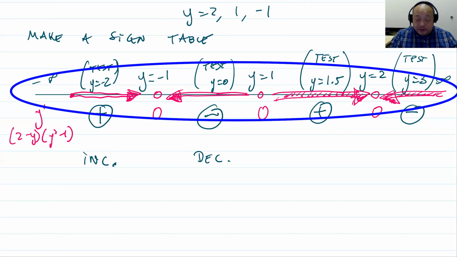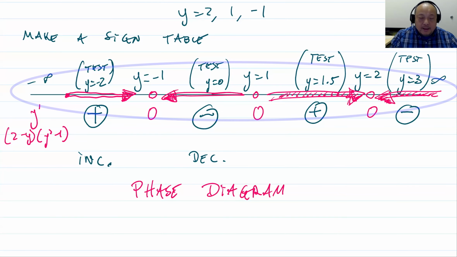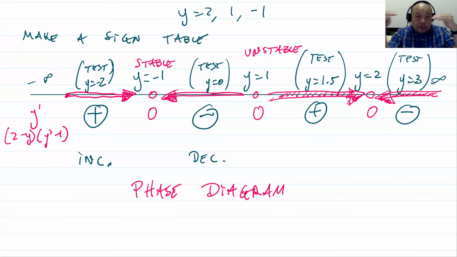That horizontal line that you see right there, with the equilibria and all the arrows, is called a phase diagram. And this phase diagram allows me to see which equilibrium is stable. For y equals negative 1, all the arrows are pointing toward it, it's stable. For y equals 1, the arrows are pointing away from it, it's unstable. And for y equals 2, the arrows are pointing toward it, it's stable.